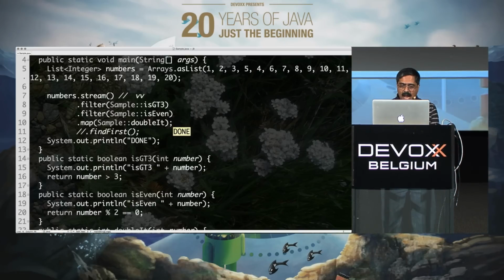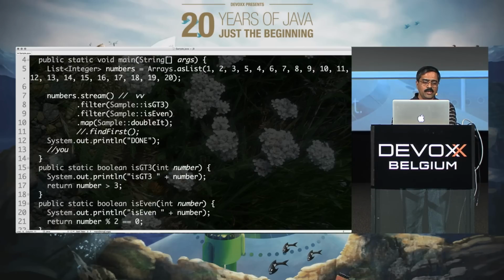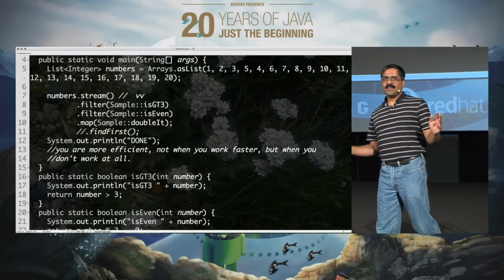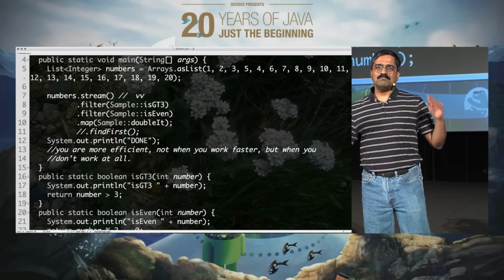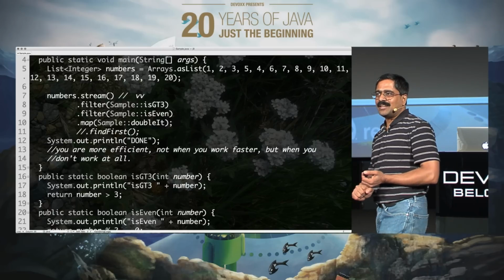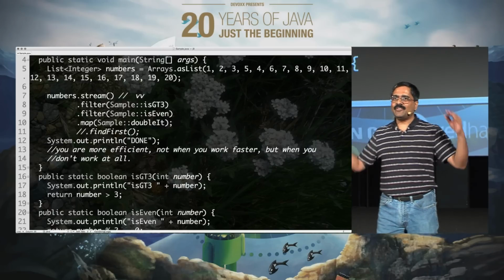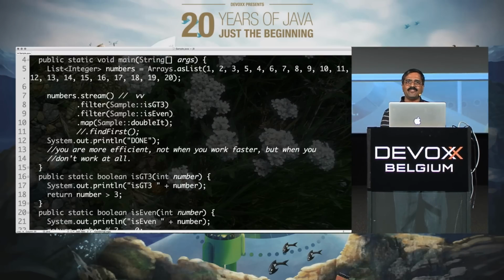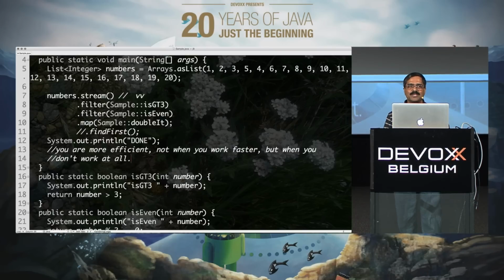And guess what? That is wonderful. Why? Because you are more efficient not when you work faster, but when you don't work at all, right? So this is the ultimate satisfaction in life. You are the most efficient person. You are never late for a project. You could never deliver anything late because you don't do anything. And if you can get to that point where you can attain that level of efficiency, right? So both in life and work, the most efficient people are the most lazy people.